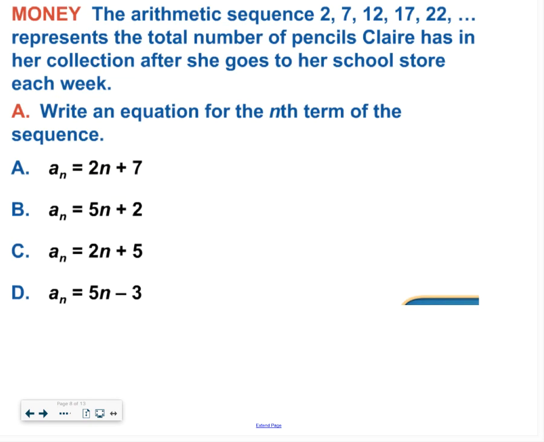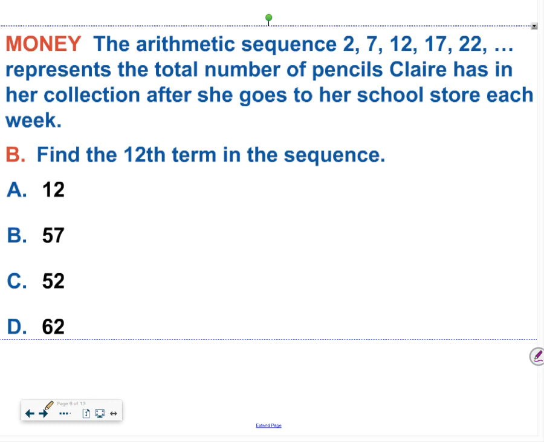Why don't you guys go ahead and try writing an equation for the nth term of this sequence? Hopefully you determined a sub n equals 5n minus 3. If not, be sure to ask for some help. Try this next one on your own. Hopefully for the 12th term of this sequence you ended up with 57. If not, be sure to check your work or ask for some help.